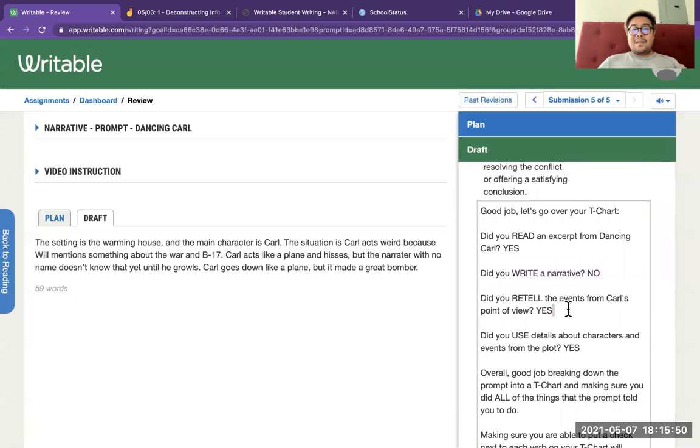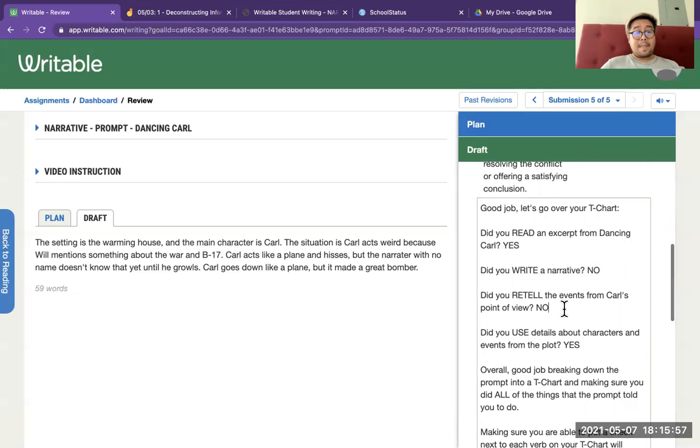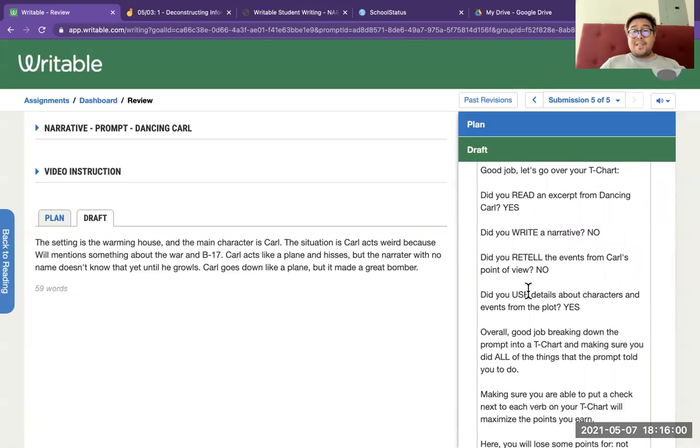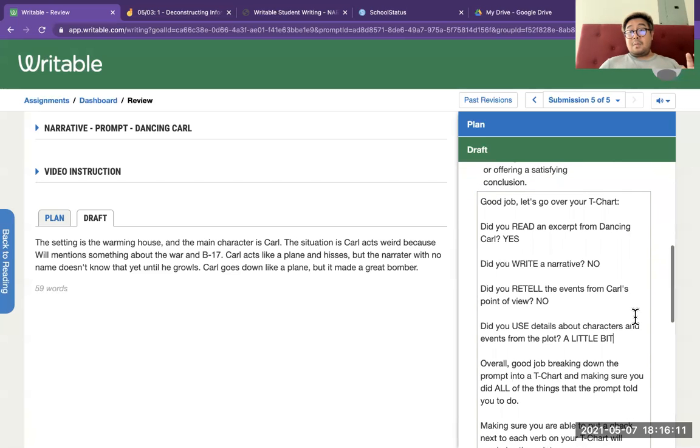Did they retell the events from Carl's point of view? No, they did retell some of the events, but it was not from Carl's point of view. Did they use details about characters and events from the plot? Okay, a little bit. So overall, this writer would get credit for this part of the T-chart and a little bit from the use part.